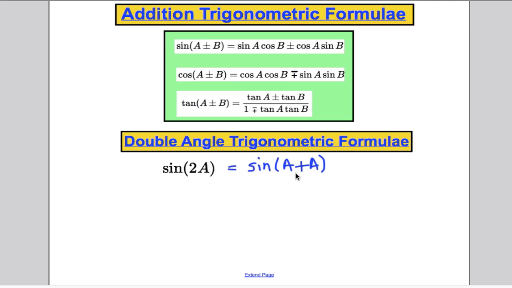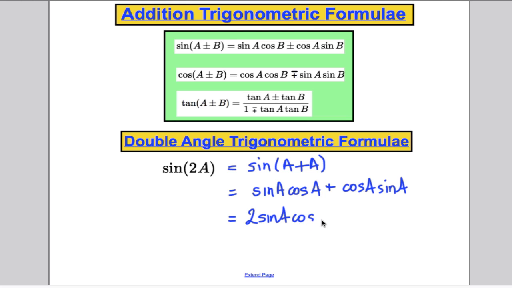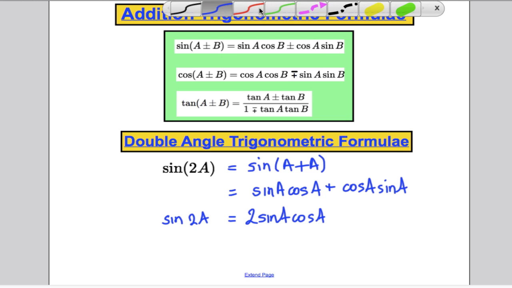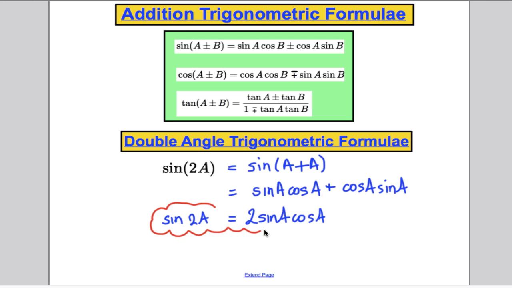Now, we could expand sine of a plus a using the addition formulae, where we could think of b being equal to a. So we could say, using this addition formulae here, it would be sine a cos a plus cos a sine a. Okay? Well, of course, sine a cos a is the same as cos a sine a, so this is simply 2 sine a cos a. And this here is what's called the double angle formula for sine 2a. So sine of 2a is equal to 2 sine a cos a.